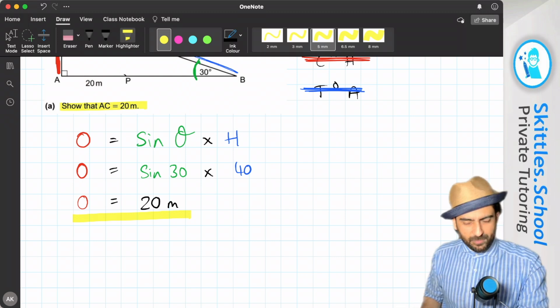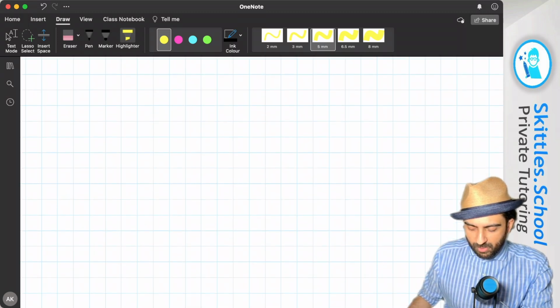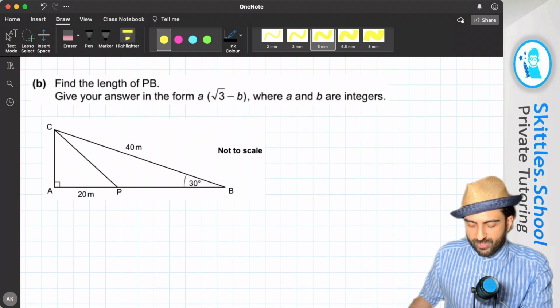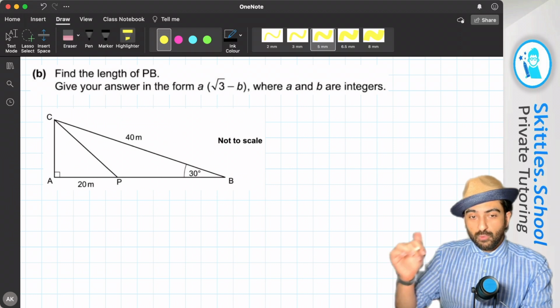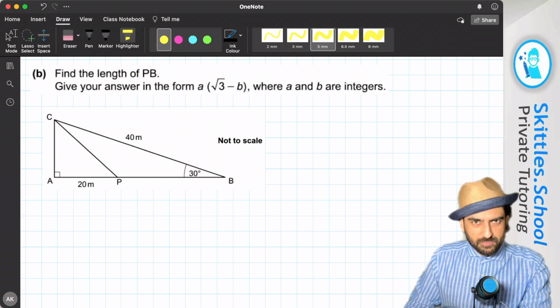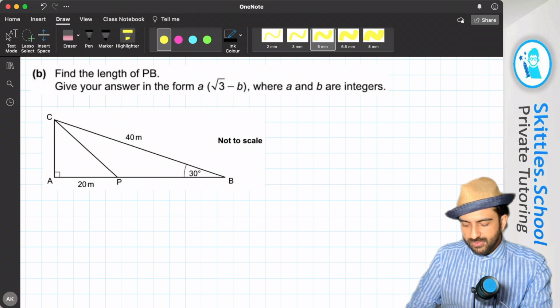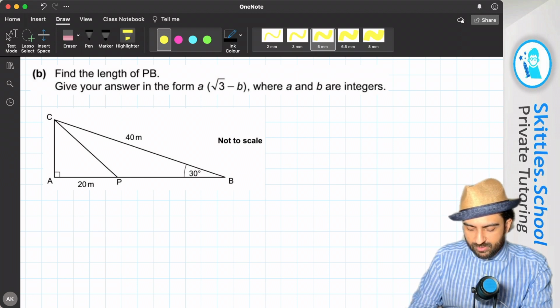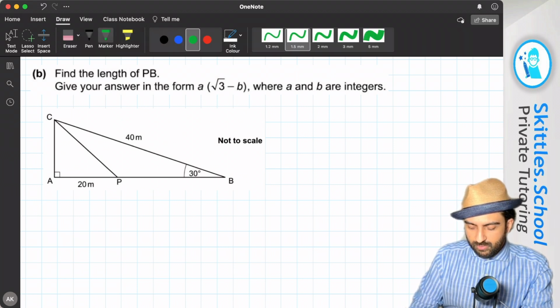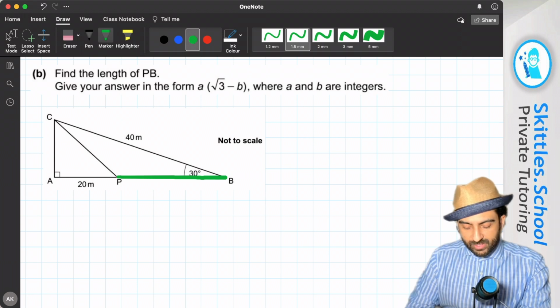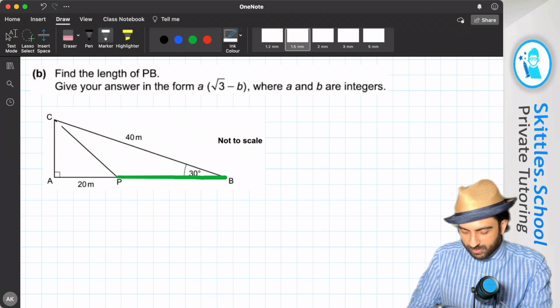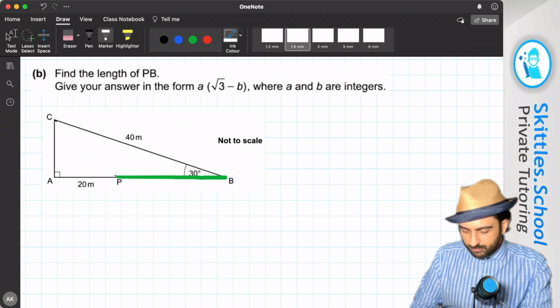Okay, so now let's look at part B. Part B is a little longer. We've got to find the length of PB, and we've got to give the answer in the form A brackets root 3 minus B, where A and B are both integers. So let's highlight the side that we're trying to find. So we're trying to find the length of this side here. Now I'm going to start again by ignoring this middle line, because it doesn't really help in this question.